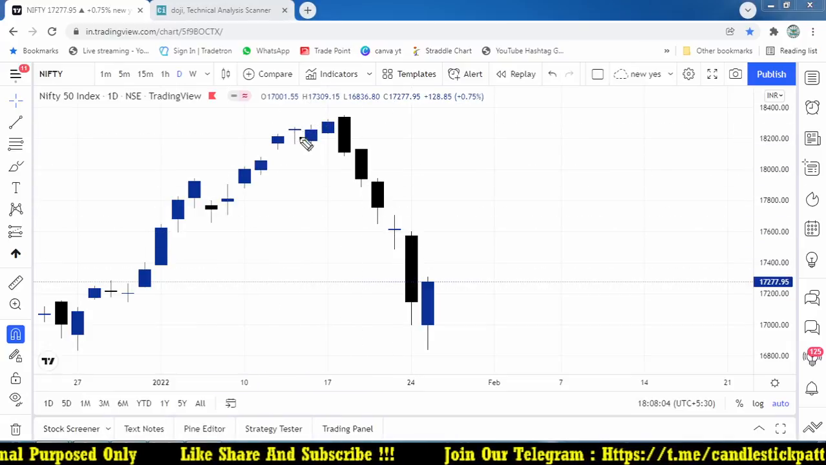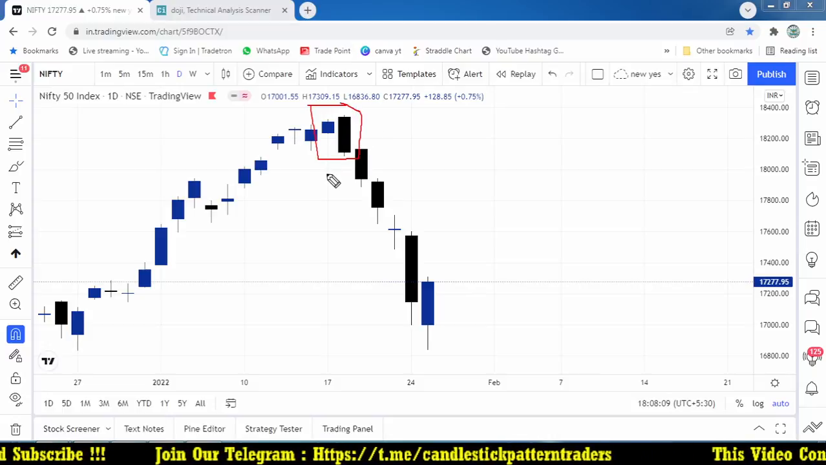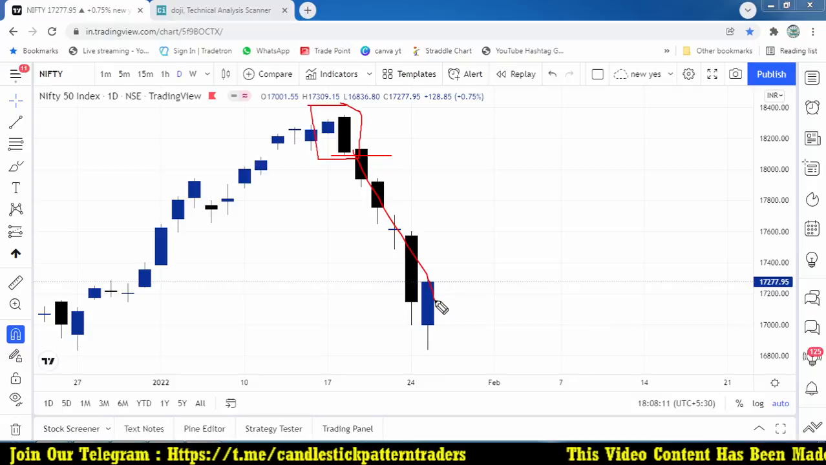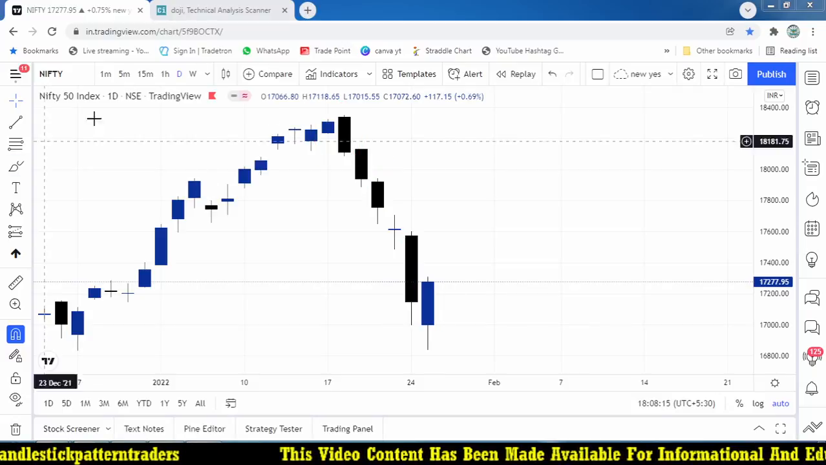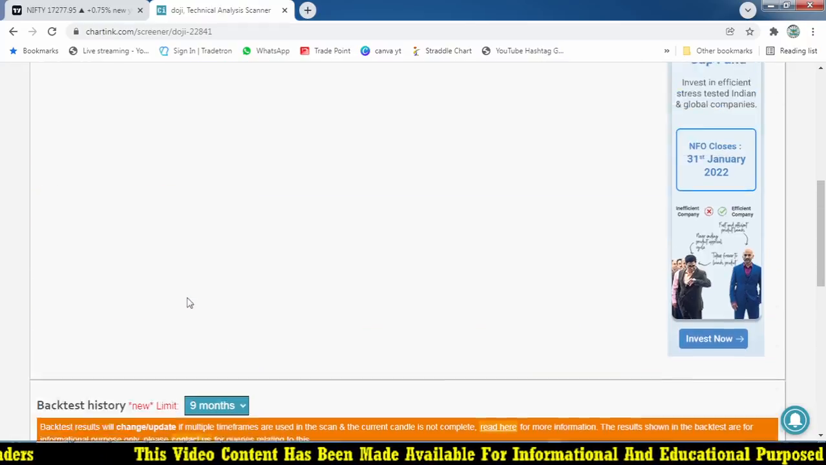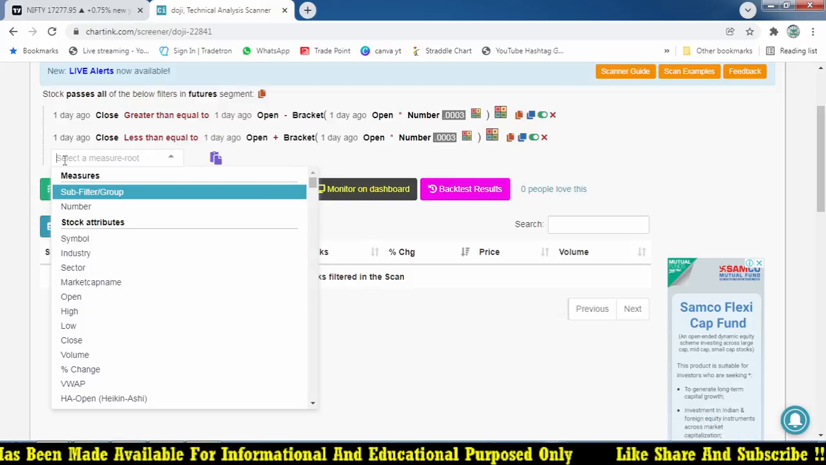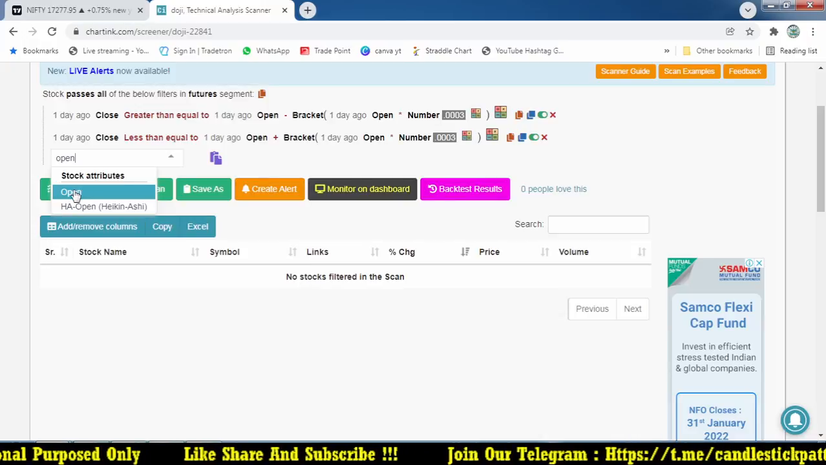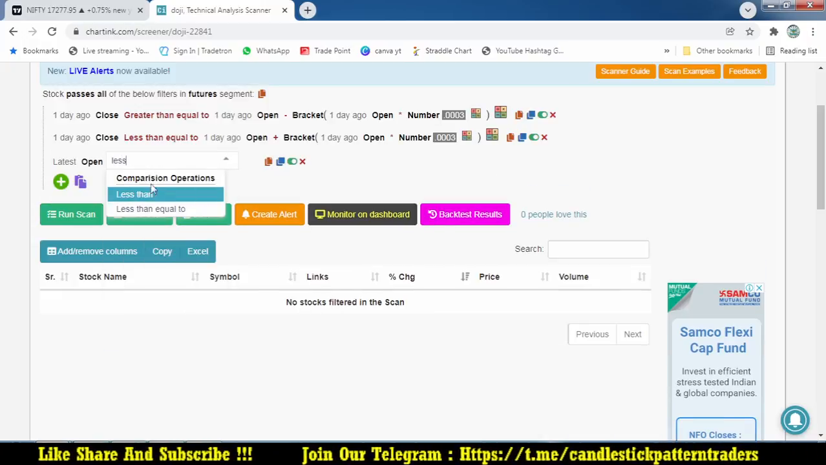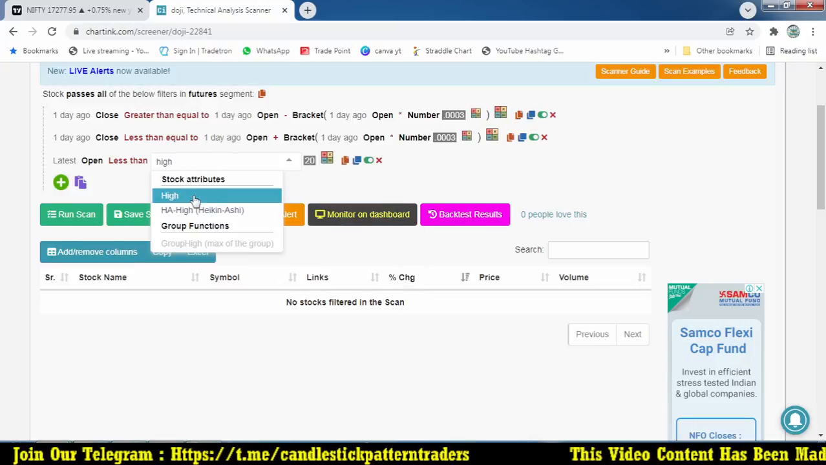Here is the candlestick pattern. If you read all my candlestick patterns, it is a bearish engulfing or dark cloud cover. So once it is broken, it fell down. Let's come to the point of the doji. One day before, we find the doji, and today the open should be less than the high of one day ago. What I'm mentioning here: the latest open must be less than the high one day ago.